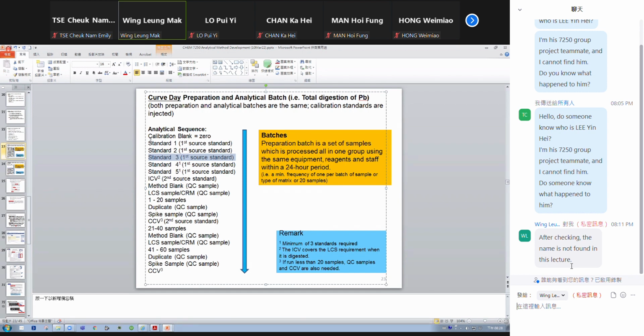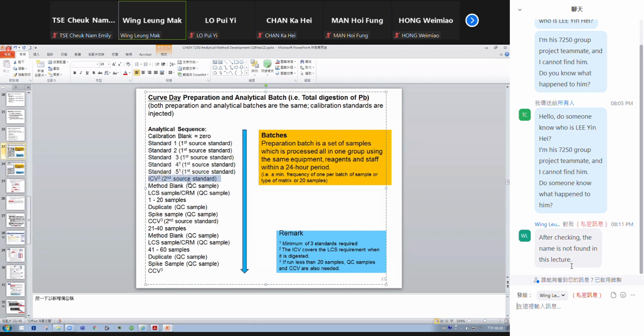If you prepare the calibration curve from one source and prepare the ICV at the concentration of standard 3 from a second source, then if you measured the wrong weight when preparing the stock solution, you can check it from the second source.